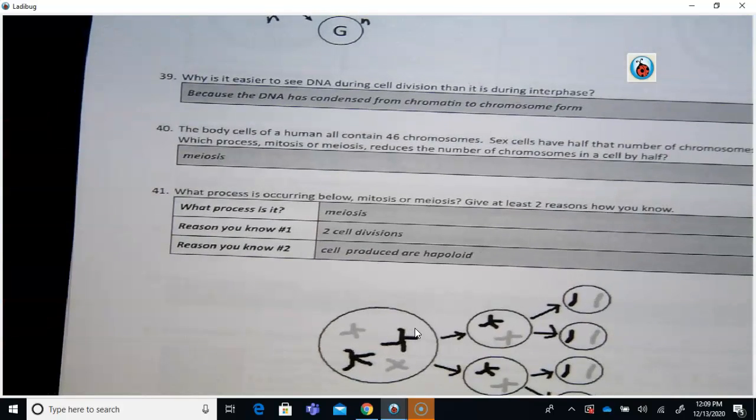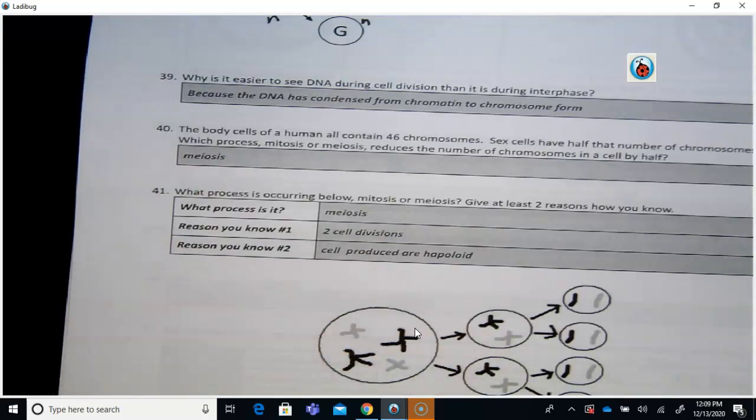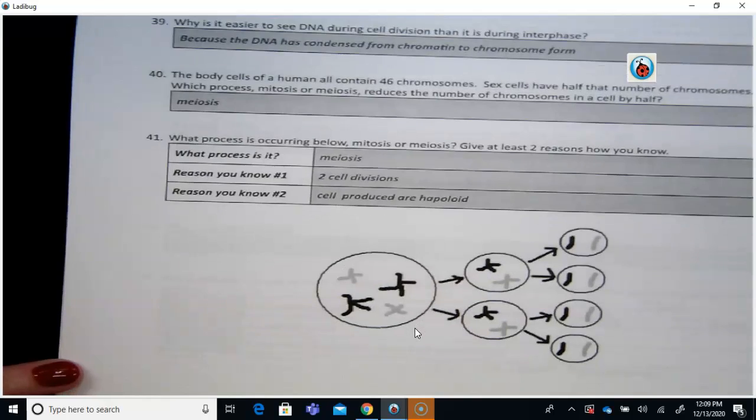Number 40, the body cells of a human all contain 46 chromosomes. Sex cells have half the number of chromosomes. Which process, mitosis or meiosis, reduces the number of chromosomes in a cell by half? That would be meiosis. Meiosis can be considered a reduction division.